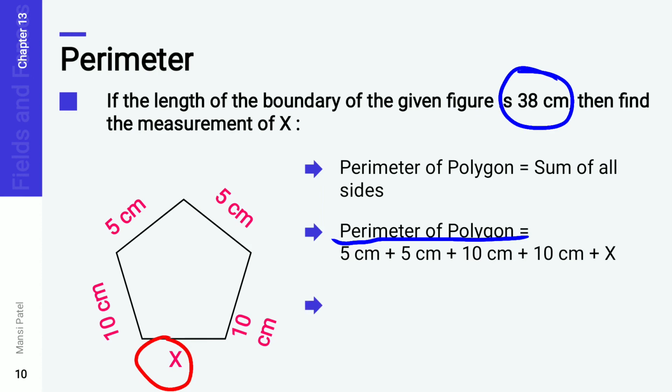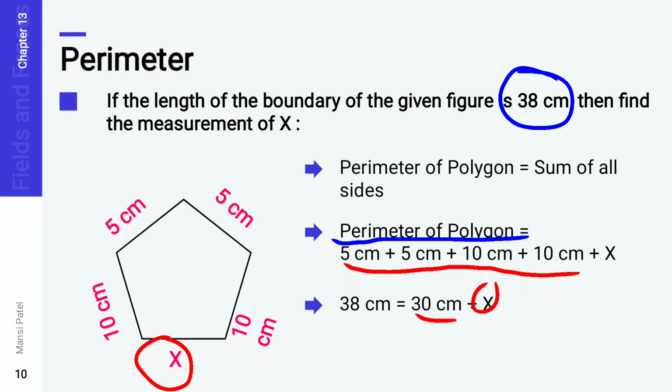So we can say that 38 centimeter is equal to, now you have to add all these numbers. 5 plus 5 is 10, 10 plus 10 is 20, 20 plus 10 is 30. So we can say that 38 centimeter is equal to 30 centimeter plus x. This x we cannot add to these numbers, and we have to find out this x.